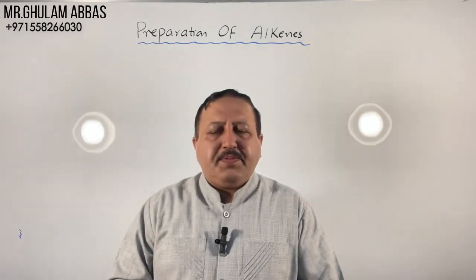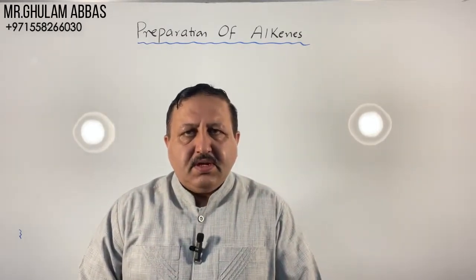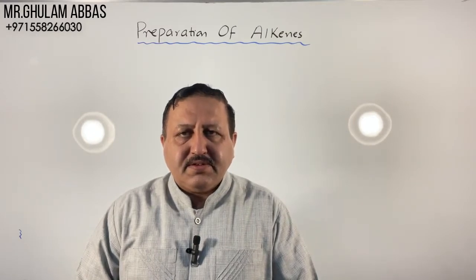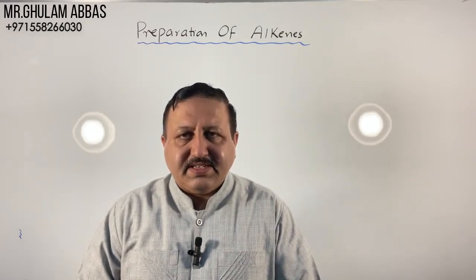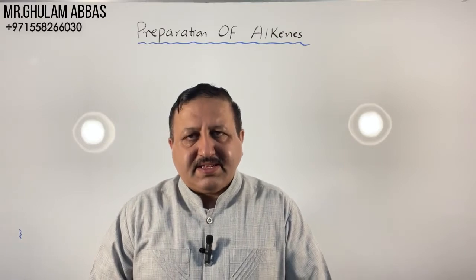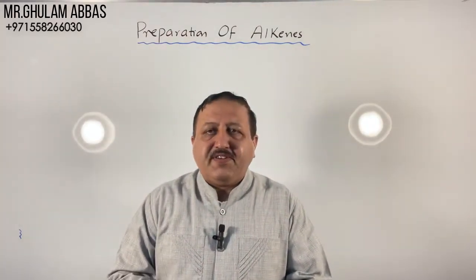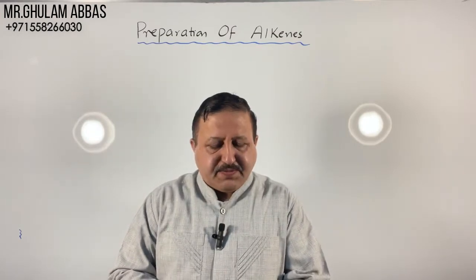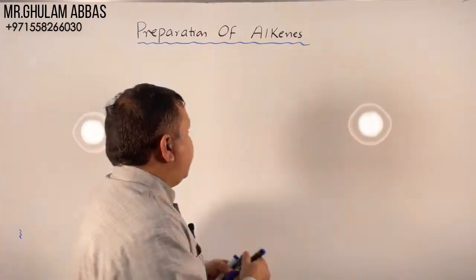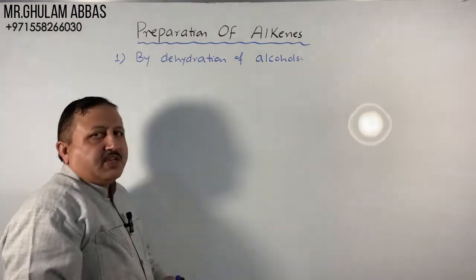How alkenes can be prepared, which reagents are used, what is the purpose of each reagent. I will explain all in this lecture. There are two methods for preparation of alkenes. The first method is by dehydration of alcohols.